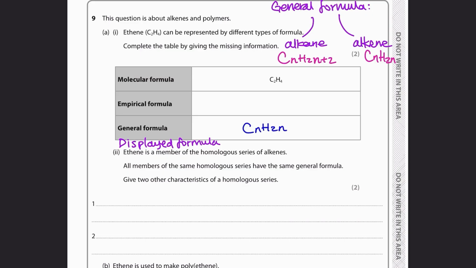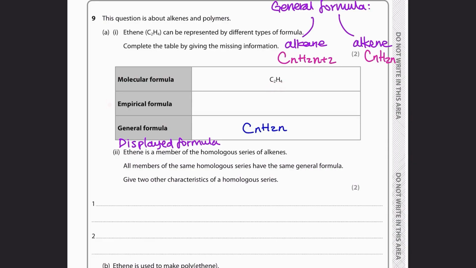And you can check this. It's like algebra. In this case, n is 2. So then what is H? H is 2 times n. So 2 times 2, and that's 4. CnH2n. So when you write that, you can cross-check by yourself, and you know you definitely got it right. Now, that's general. It's the one with the n and the 2n. Molecular formula is the actual number of carbons and hydrogens in this molecule. So there's 2 carbons and 4 hydrogens.